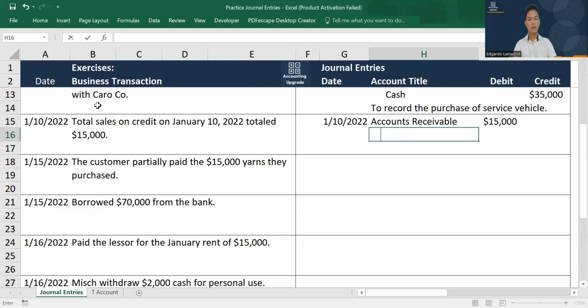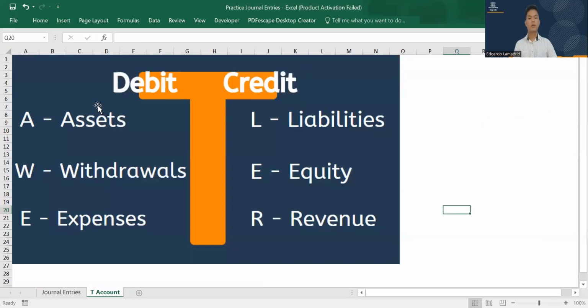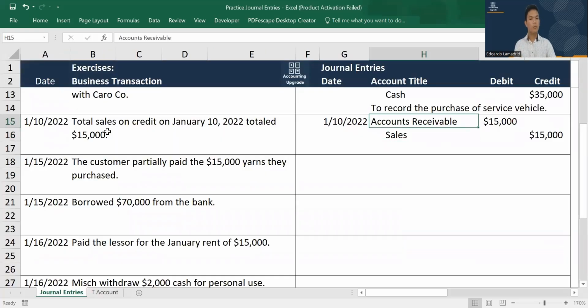And revenue or sales is on credit, so we will indicate here a revenue amounting to $15,000. So let's now go back to the T account. As you can see in the formula, revenue is increased through credit and assets are increased through debit. So correspondingly, we increase the accounts receivable by $15,000 by debit and the sales amounting to $15,000 through credit.